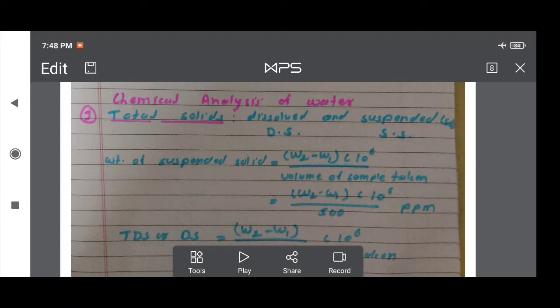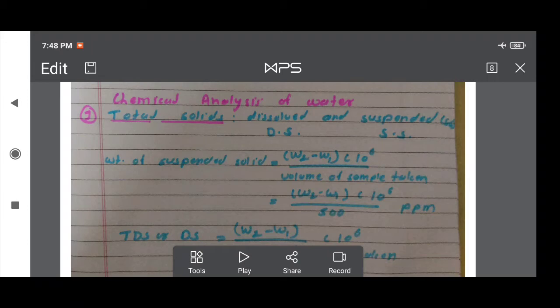In the case of total solid there are two types of solids: dissolved solid, whose short form is DS, and suspended solid, whose short form is SS. These two types of solids are present in the total solids of water. Then how is it calculated?